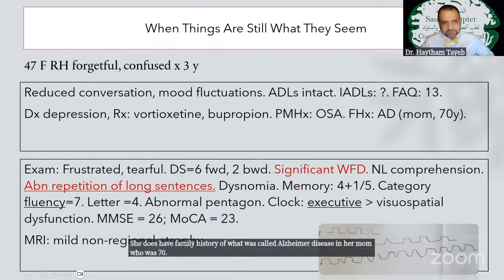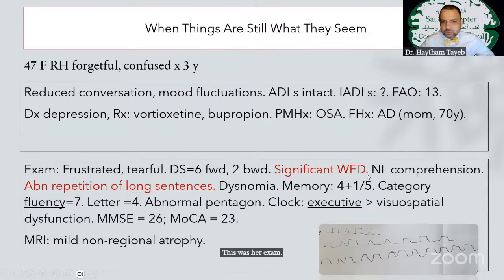This was her exam. She had significant word finding difficulty, lots of pauses, significant difficulties with repetition, lots of dysnomia. Her memory performance was okay; she recalled 4 out of 5. Significantly reduced category fluency, and these are her MMSE and MoCA scores over the course of a few visits. This is her Luria. You can see a little bit of perseveration here.